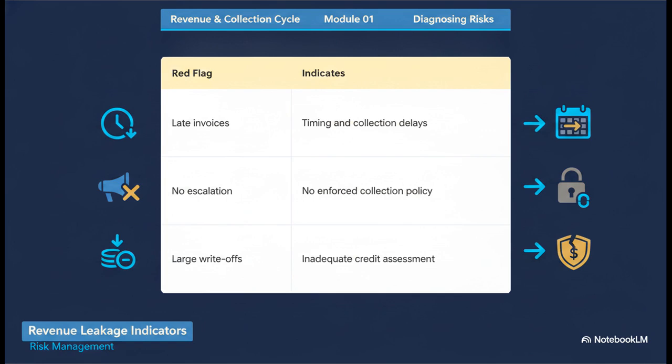What about no collection escalation? If overdue accounts are just sitting there, it means there is no documented or enforced collection policy. Finally, large or growing write-offs clearly indicate that bad debt is increasing, usually due to inadequate credit assessment right at the start. Whenever you observe these flags, you must raise them with your clients immediately.